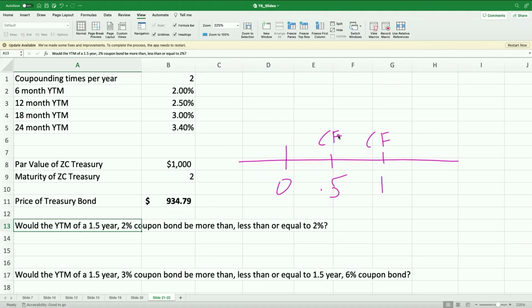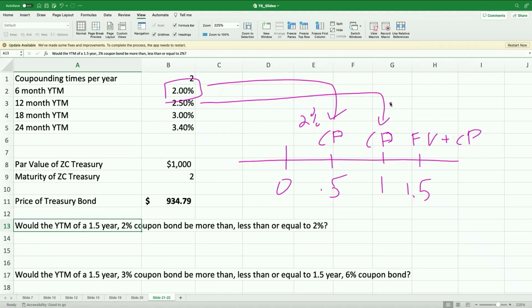Okay, that'll be a coupon. I'll put CP because it's a coupon payment, but you just think about it as a cash flow. There'll be a coupon here, and then in 1.5 years, there'll be the face value plus the coupon. All right. Well, the yield to maturity which corresponds to this coupon payment is 2%. The yield to maturity which corresponds to this coupon payment is 2.5%. The yield to maturity which corresponds to the final coupon payment is 3%.